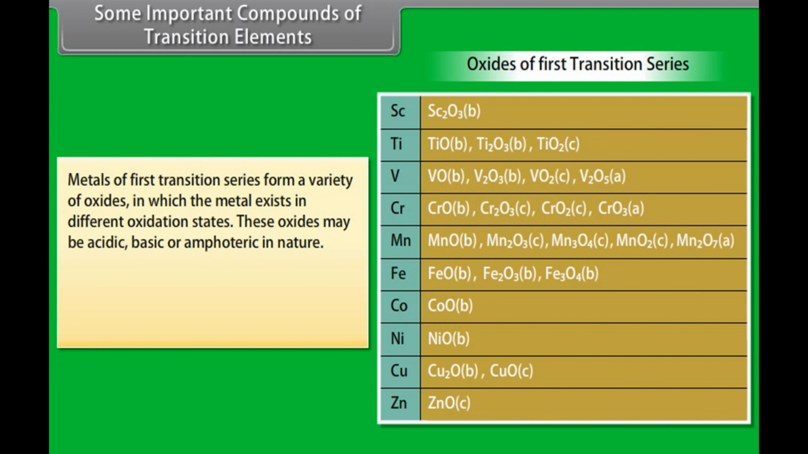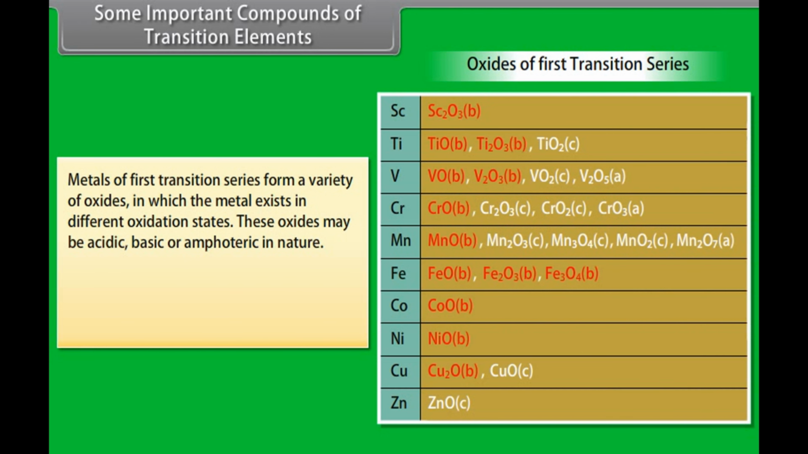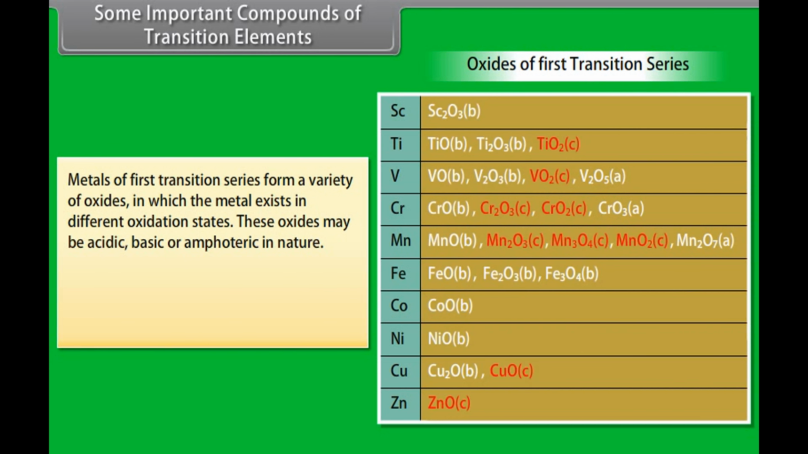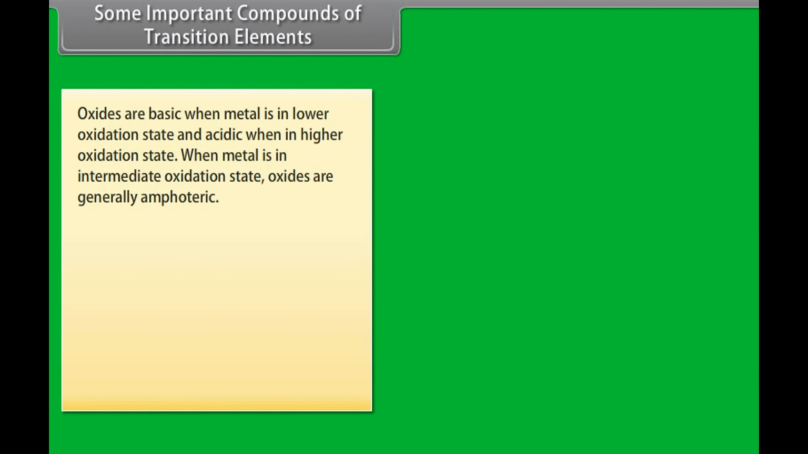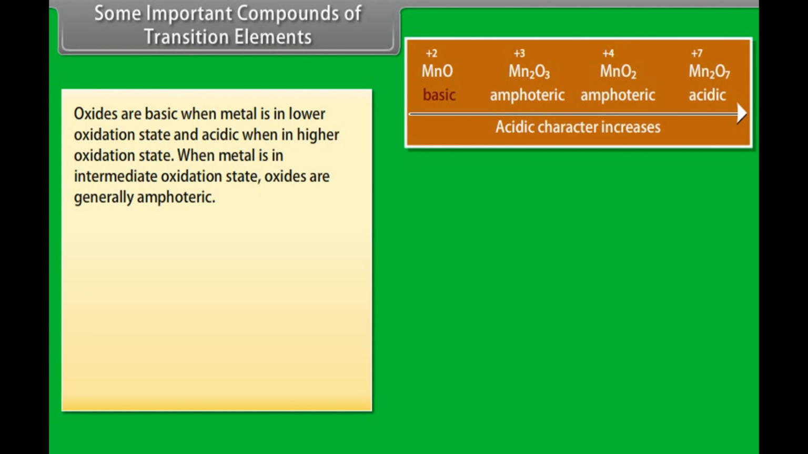Stable oxides have been shown in bold type. A indicates acidic, B indicates basic, and C indicates amphoteric nature of the oxide. These oxides are generally formed by heating the transition metal with oxygen at high temperature. Oxides are basic when metal is in lower oxidation state and acidic when in higher oxidation state. When metal is in intermediate oxidation state, oxides are generally amphoteric.